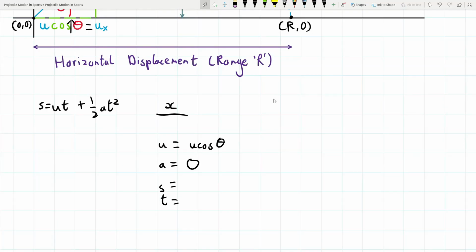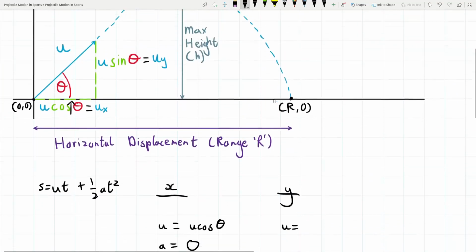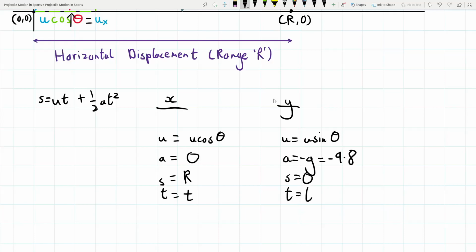Our acceleration is 0, because we're going to assume there's no drag or wind or anything. Our displacement is going to be R, and the time is t, just any time t. In the y direction, we're going to have the initial velocity, for the same reason as last time, u sine theta. Acceleration is going to be minus g, which is equal to minus 9.8. Our displacement is going to be 0, and our time is going to be t.